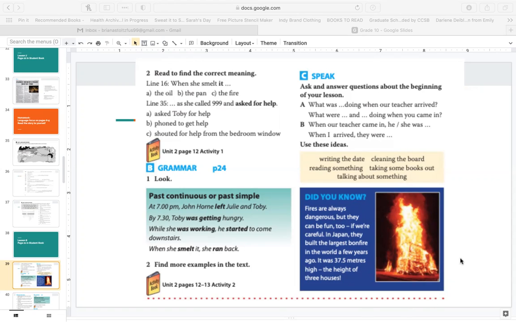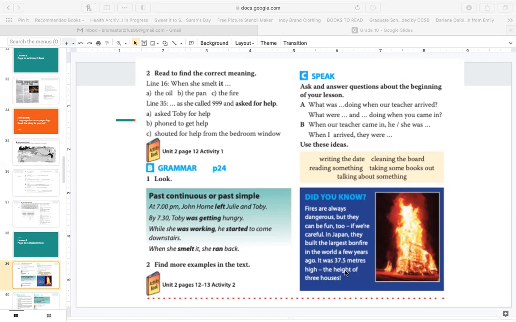Now let's look at this section about fire. It says, did you know? Fires are always dangerous, but they can be fun too, if we're careful. In Japan, they built the largest bonfire in the world a few years ago. It was 37.5 meters high, the height of 3 houses.